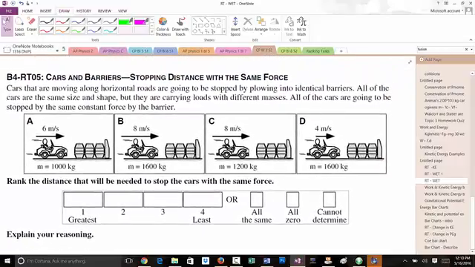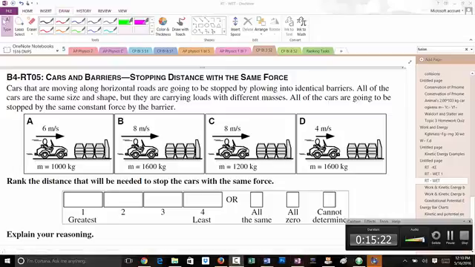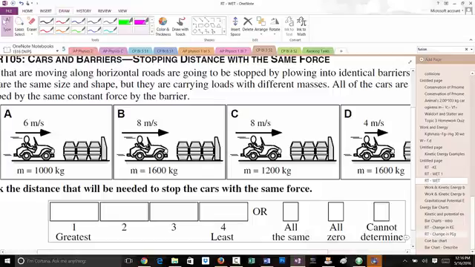Cars moving along a horizontal road are going to be stopped by plowing into identical barriers. All the cars are the same size and shape, but they are carrying different loads with different masses. All of the cars are going to be stopped by the same constant force by the barrier. Rank the distance that will be needed to stop the cars with the same force. I'll give you a moment to work on this by yourself, and then I'll let you discuss. Go. Unless you got it wrong before.